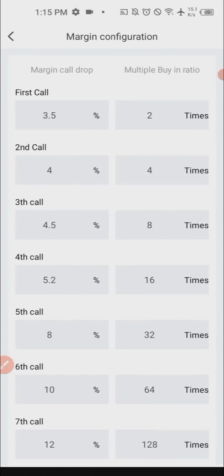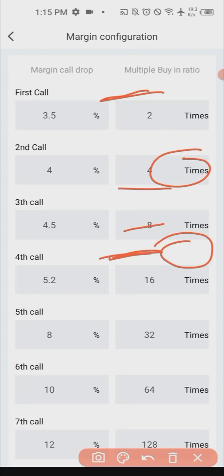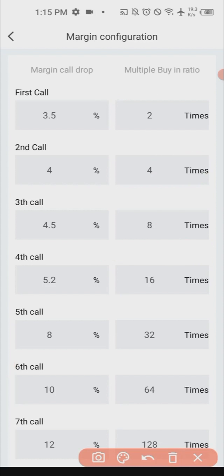So I'm entering the market now. So the first call price, this is default. I will change it to whatever I want. So this first call price is this. But if the market falls below 3.5%, what happens? I want you to buy what? 2 times my initial value. My initial value is $10, my initial entry price. So 2 times that will be $20.